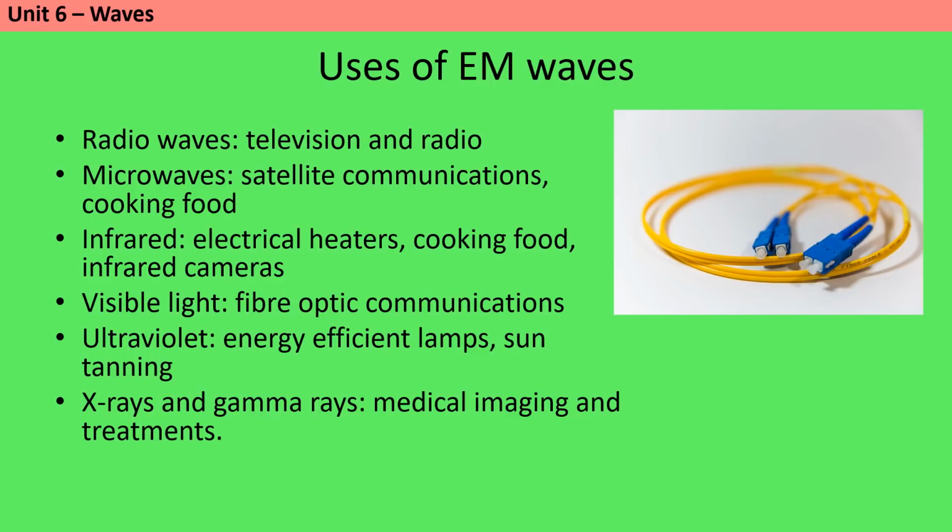Visible light is used in fibre optic communication like broadband. Ultraviolet light is used in energy efficient lamps, but also in suntan beds. And then X-rays and gamma rays are used in medical imaging and also in treatments such as radiotherapy.